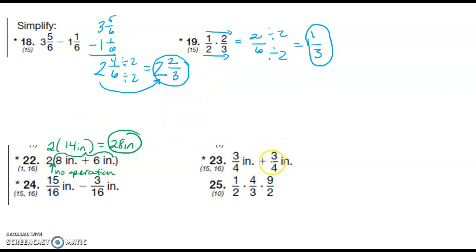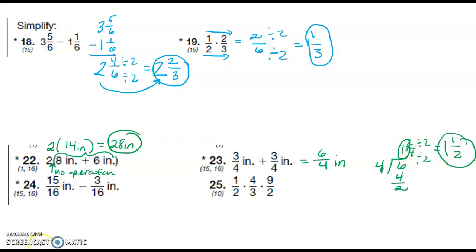23. 3/4 inches plus 3/4. So 3 plus 3 is equal to 6/4 inches. Let's go ahead and reduce that by dividing. 4 goes into 6, 1 and 2/4, and then we're going to need to reduce that. So we keep our 1. 2 divided by 2 is 1. 4 divided by 2 is 2. Let's change colors.